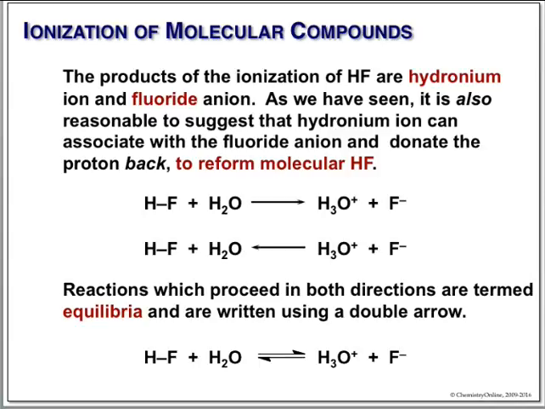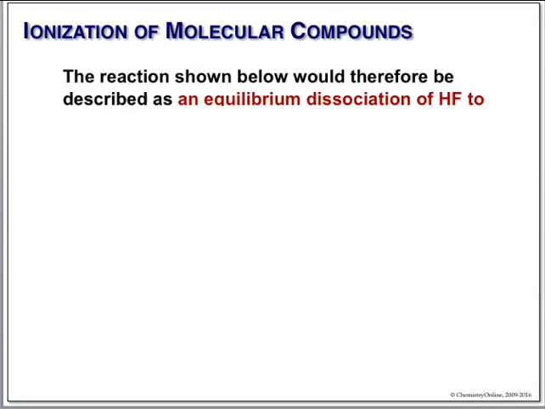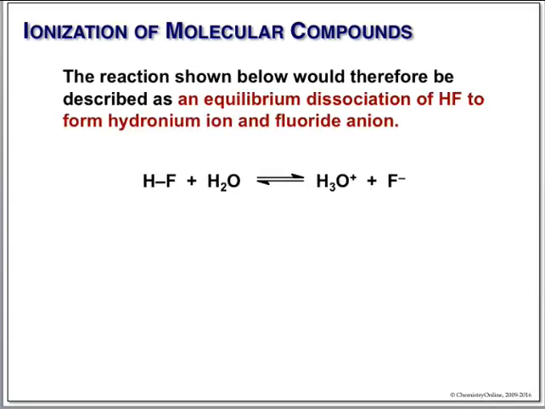Now, it's not a double-headed arrow. In general chemistry, you would see that that's a totally different thing. But this is a double arrow, and this shows that the reaction goes this way and this way very rapidly and concurrent. It's an equilibrium process. So this is the equilibrium dissociation of HF.